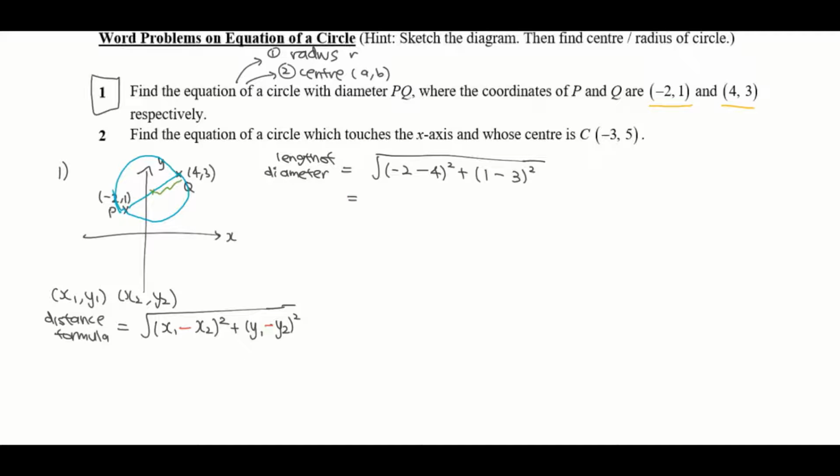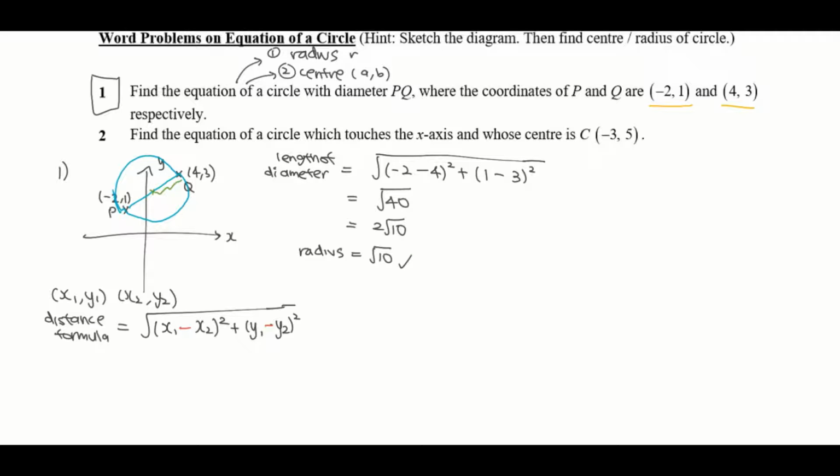Do you all get root 40? You should get root 40, because 40 is 4 times 10. Then 2 root 10. Oh, radius divided by 2. Exactly. So radius, if you can see clearly, radius is root 10, just write root 10. So at this point, it's 1 mark already. Later I will tell you what's the mark allocation.